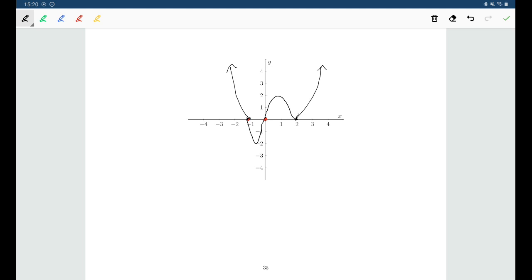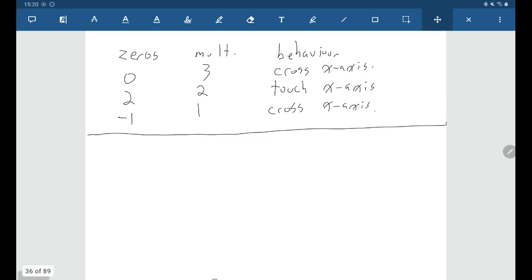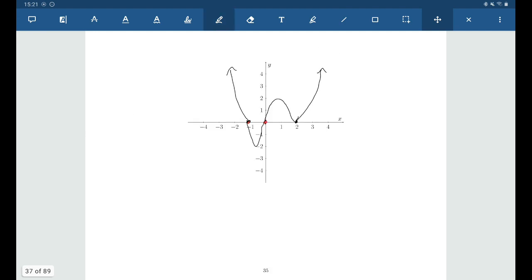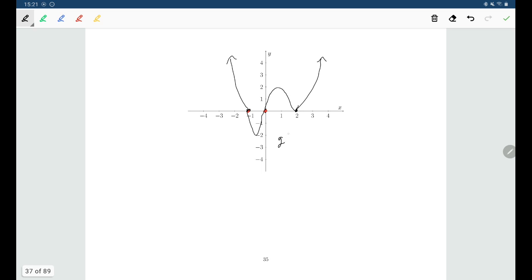Now, as far as labeling things go, there's not really much to label here because all of my x-intercepts happen to be at tick marks along the x-axis, so I don't need to label their coordinates. The only thing that I should be labeling is my function itself. So I would just label my function as we had it labeled there, g of x being x cubed times x minus 2 squared times x plus 1.